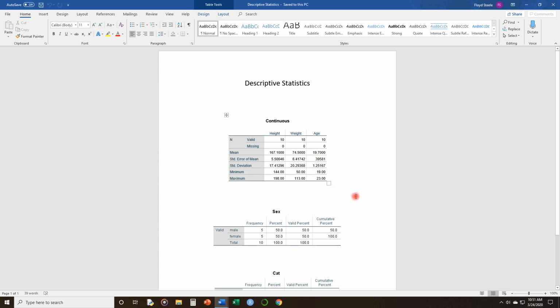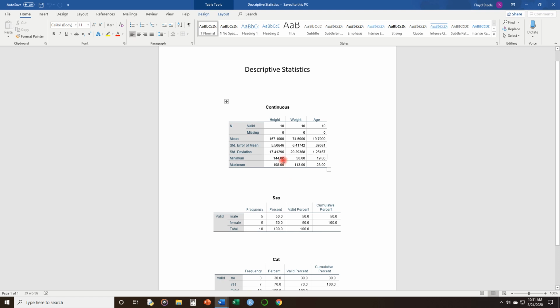I also have here the minimum and maximum values. These are what you're going to use to create your APA style tables, to create your ranges. So this is giving you, out of everyone, the true minimum and the true maximum, and then you just put them together with a hyphen, and that'll be your range.